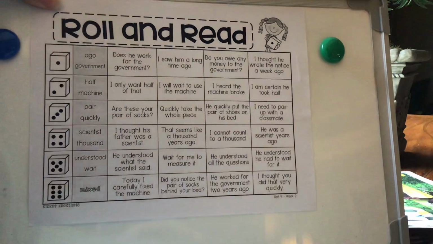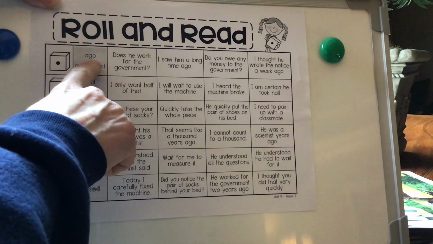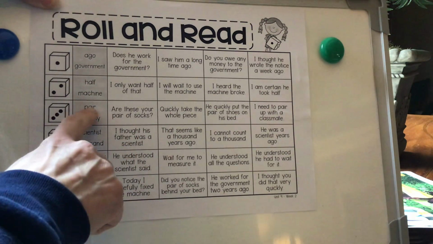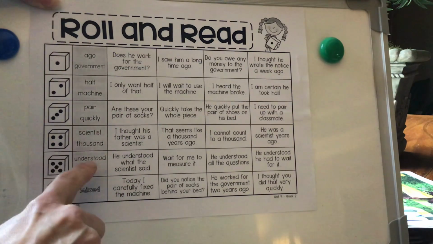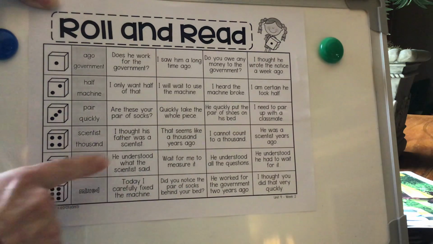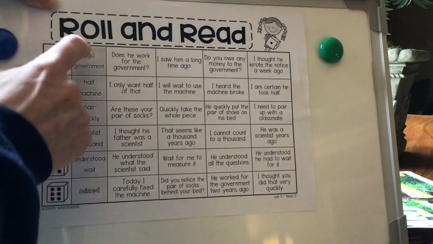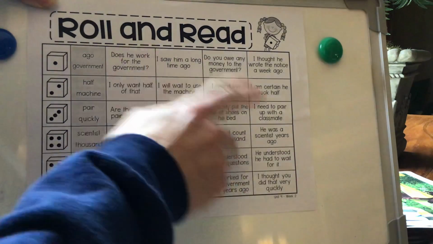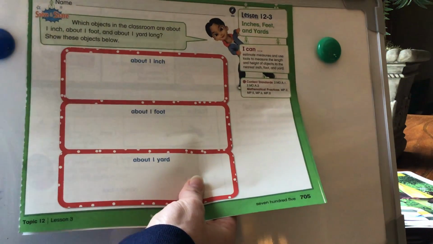And then let's take a look at Friday. On Friday, we're basically doing a roll and read, and you're going to read these sentences to a friend, to a family member, maybe aloud to yourself. So we're looking at our words. We've got ago and government, half, machine, pair, quickly, scientist, thousand, understood, wait, and mixed. And these are different words that don't follow the patterns of having these words in it. They are just mixed sentences that might be parts from the other ones. So that should be pretty easy. Again, if you don't have dice, you can just go through and pick some and read it. And then lesson 12-3 is your final math lesson for this week.